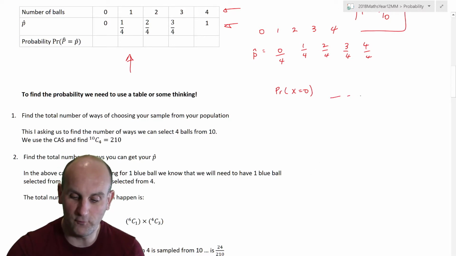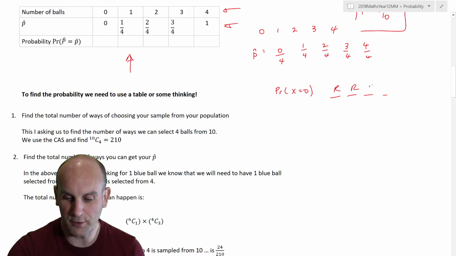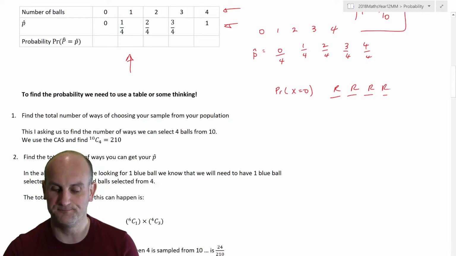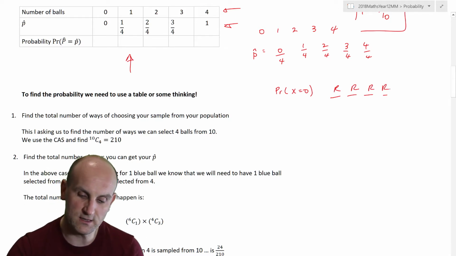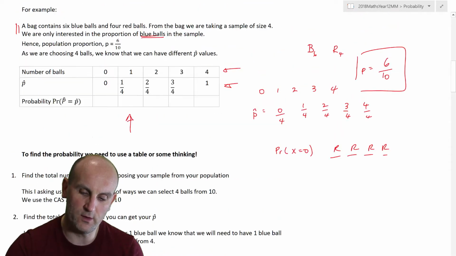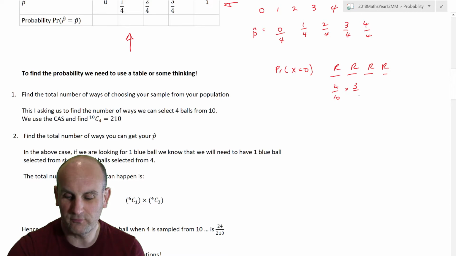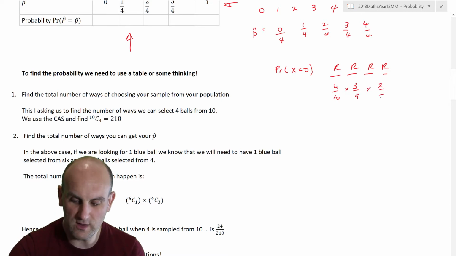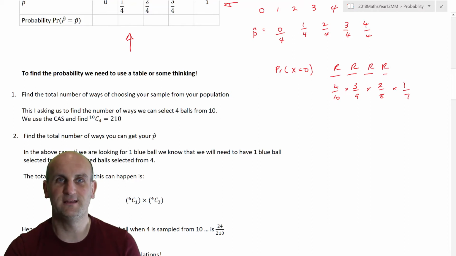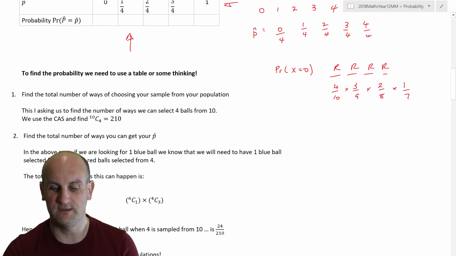So I'm taking 4 out, which would be red, red, red, and red. So red first time is, how many red balls were there? There were 4 red. So that would be 4 out of 10 times 3 over 9 times 2 over 8 times 1 over 7. Remember, these balls are being taken out without replacement.